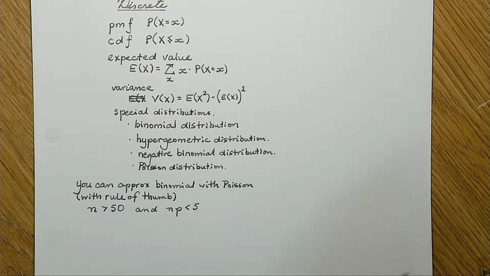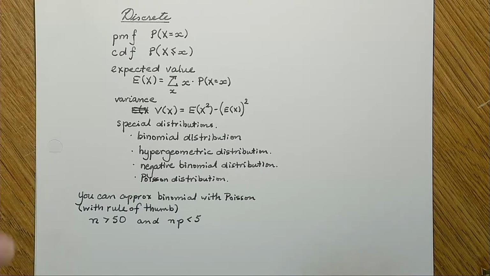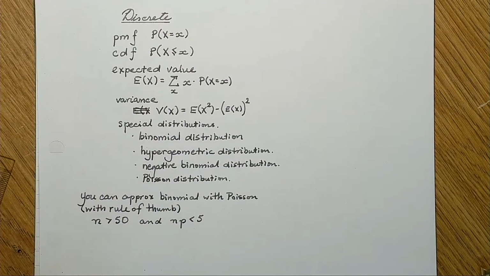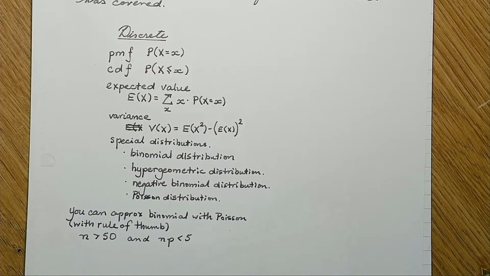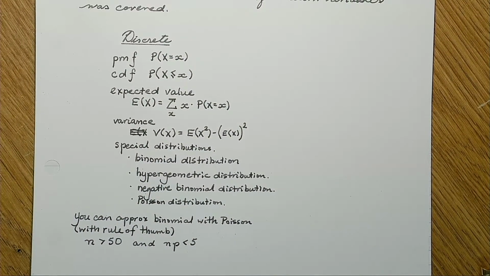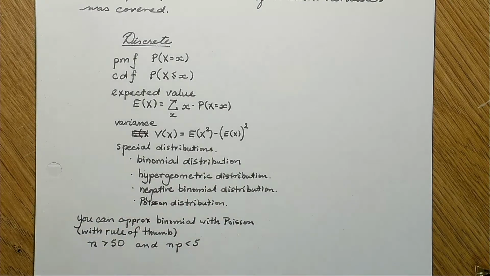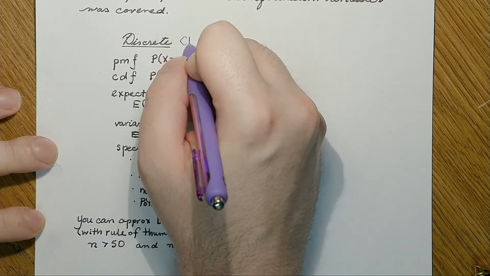Okay, so we covered discrete, and that's chapter 3. And in chapter 4, we'll say that this is chapter 3.